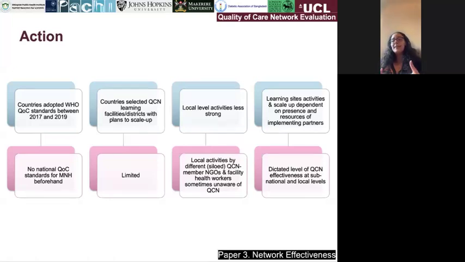In general, we can say that there hasn't been enough time at the time of the evaluation for strong implementation at local levels. Learning site activities and their scale-up were therefore dependent on the presence and resources of one or several implementing partners, because the financial support to learning sites from the government was limited or non-existent. That means that the amount and duration of resources provided by the implementing partners actually dictated the level of effectiveness of the network at subnational and local levels.